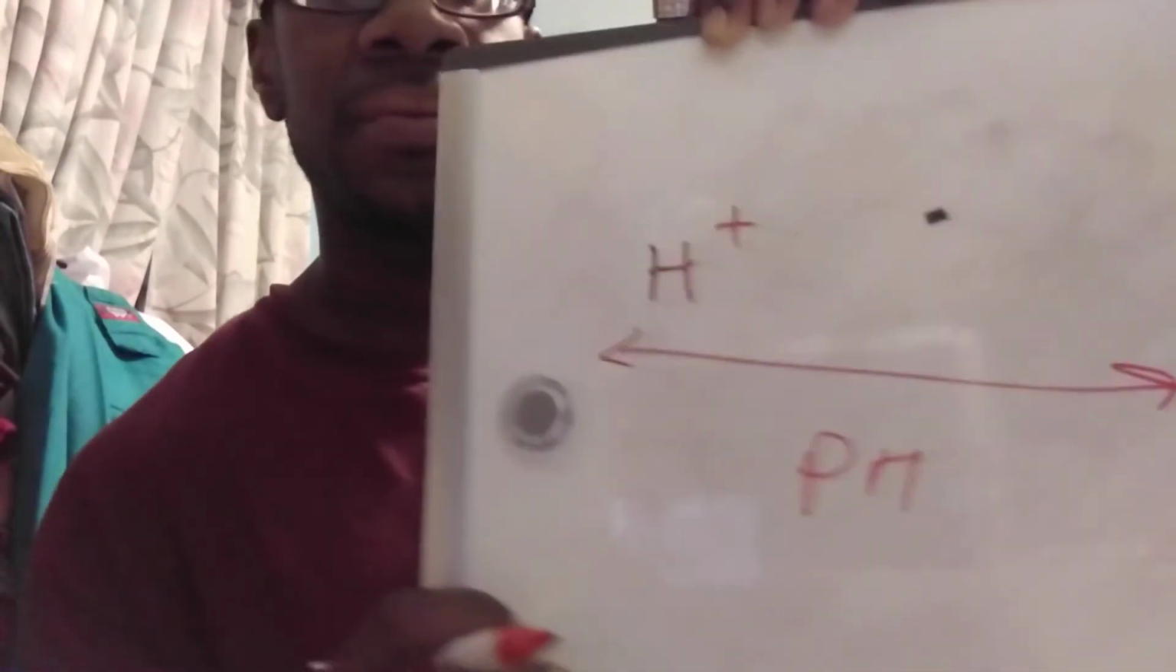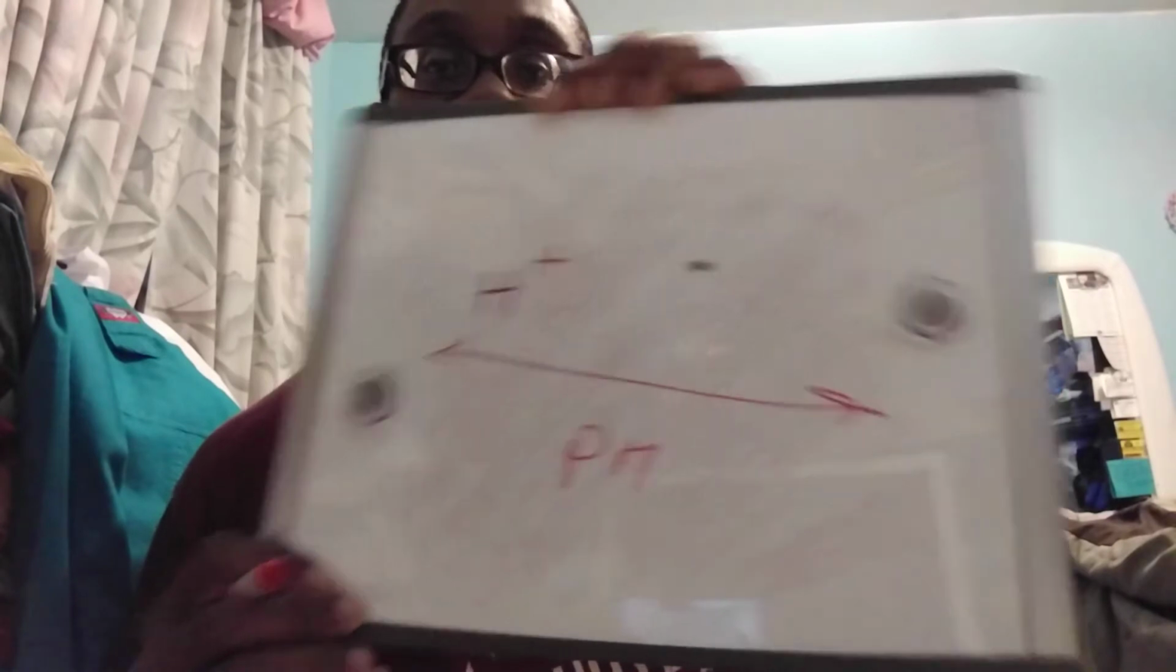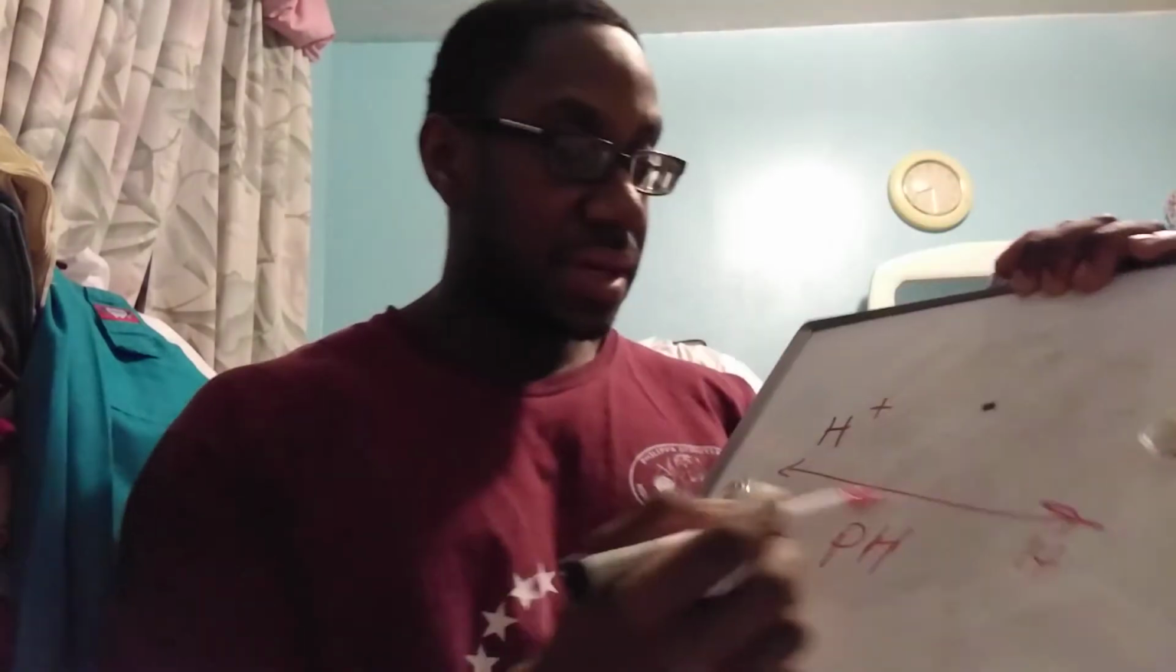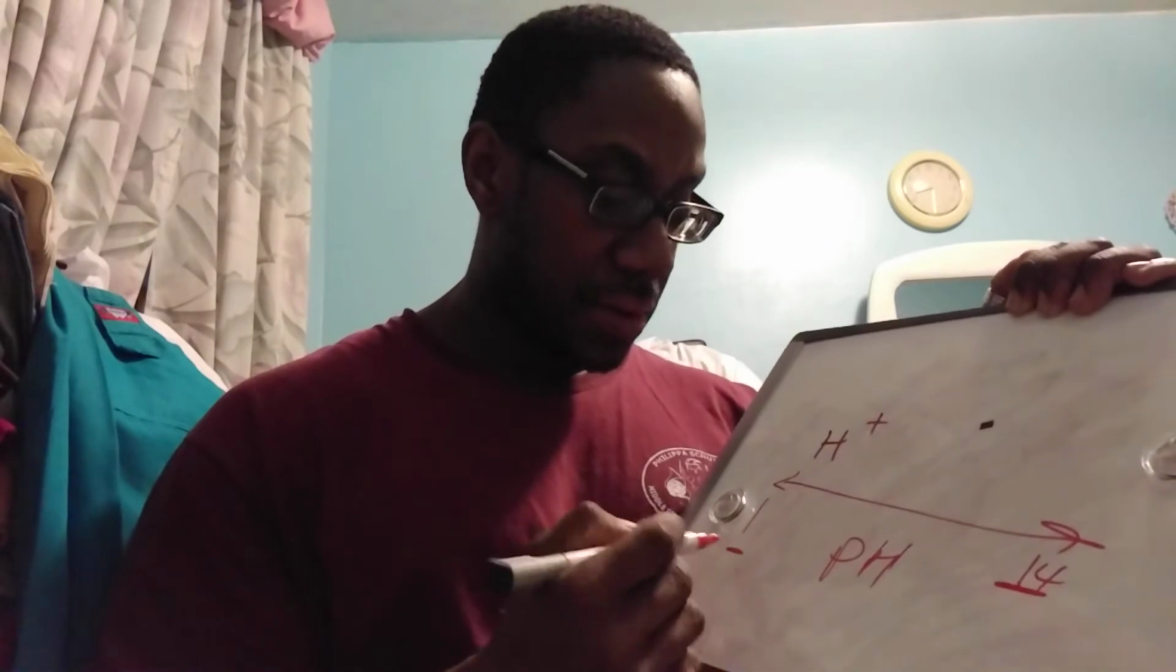So then from there, what we want to understand is H plus, or hydrogen ions. So H plus gives us a pH scale. Alright? So maximum is 14, lowest is 1. 14 is basic, 1 is very acidic.